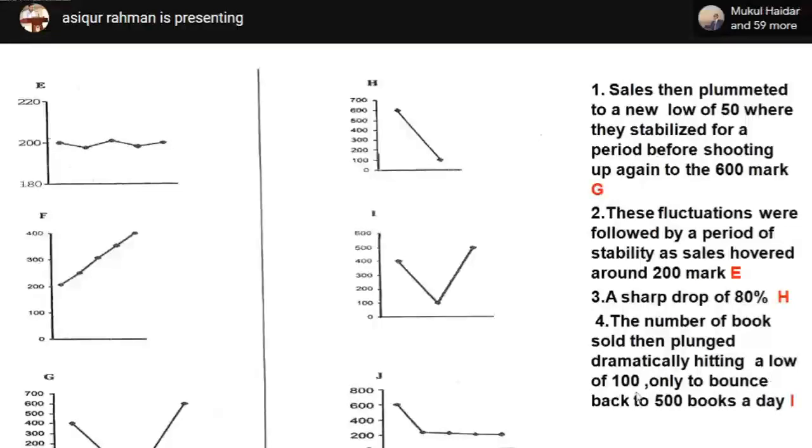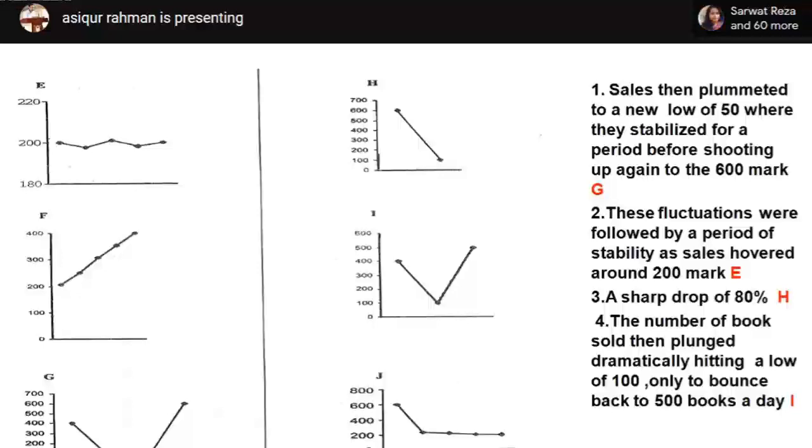You see, hitting means what? Touching a low of 100, and only to bounce back to 500. So it came only to bounce back. That means it came not to stay, but to bounce back. It plunged to a low of 100, and in order to what? Bounce back to 500. So these are the nice languages you are learning, and you have to apply them if you are targeting a high score.